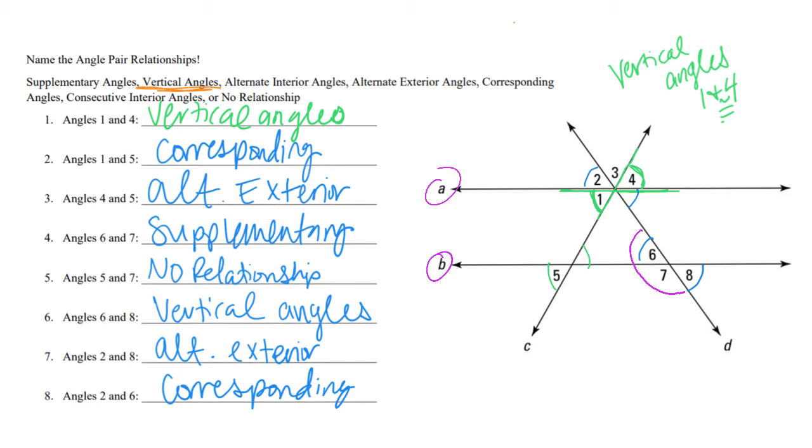5 and 7 have no relationship to each other. There's no way to say anything that they connect because they are not on parallel lines. They do have to both be on parallel lines to use this vocab. Then let's look at 6 and 8. 6 and 8 are vertical angles because they are across from each other. And 2 and 8 are alternate exterior because they're on that transversal D outside of the parallel lines. And 2 and 6 are on the same location. One is on the outside, one is on the inside of the parallel lines. So they are corresponding.